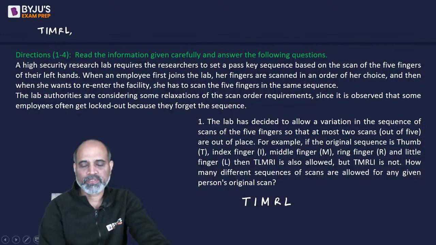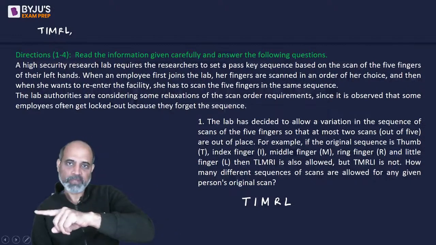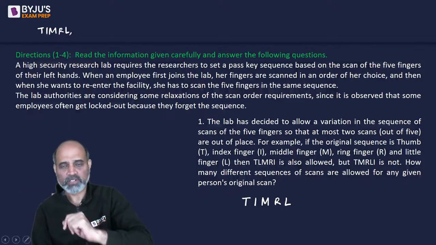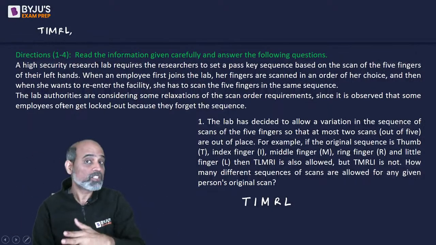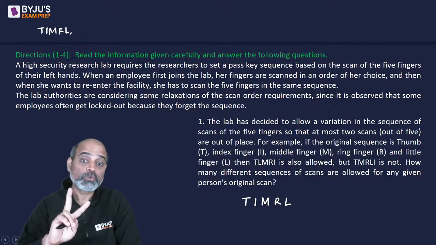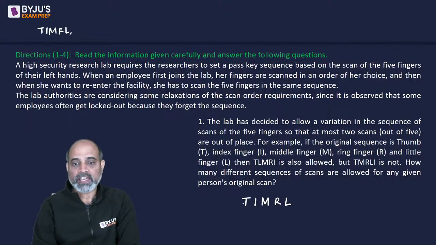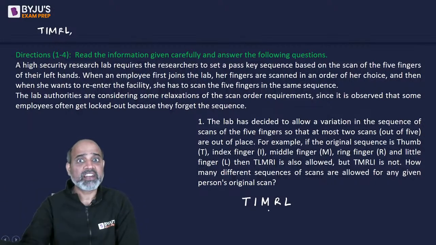TIMRL, this is 1. If only 1 change is allowed, it's not possible, because if I shift T to some place, then the other will also shift, right? At least one more will also shift. So single movement not allowed. What about 2 letters or 2 scans being interchanged? So we can interchange T and I, we can interchange I and M, we can interchange M and R, we can interchange R and L, we can interchange T and M, we can interchange I and L, right?